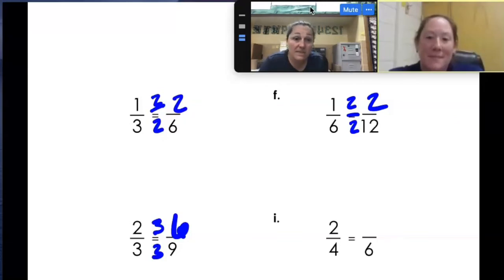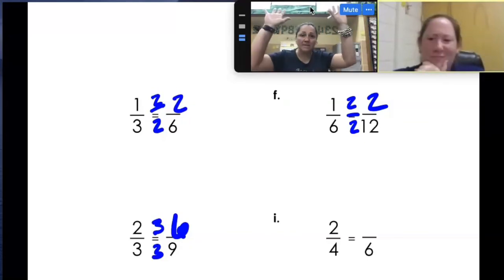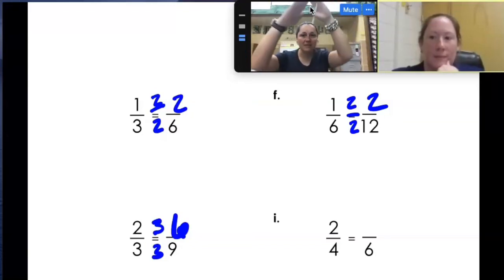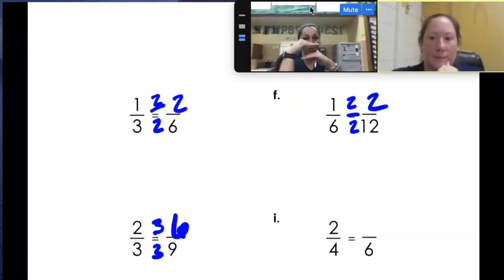Now, this one, 4 times what gives me 6? That doesn't work. I'm done then. No, I'm not. I talked to you guys before about doing a butterfly technique. So I know if this is equivalent, I know that my cross multiplies are going to be the same. So let's do a little cross multiply here.